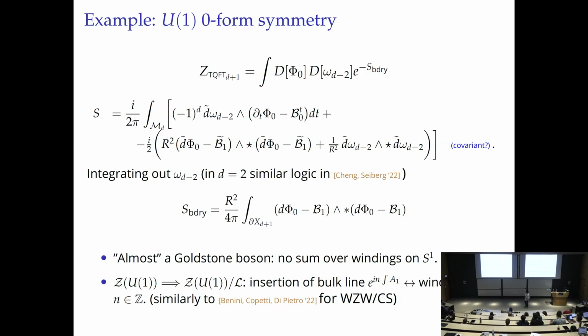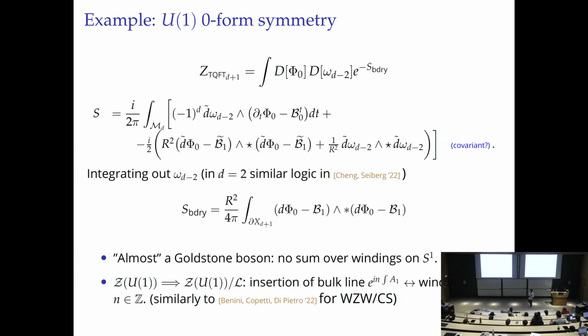If you integrate out omega 2, you will get this action, which is just the action of a compact boson coupled with a background for the shift symmetry, which is indeed what we expected. Actually, this is not completely true, because if you paid attention to how I solved the equation in the bulk, there was no possibility for introducing a winding for this boson around the time circle.